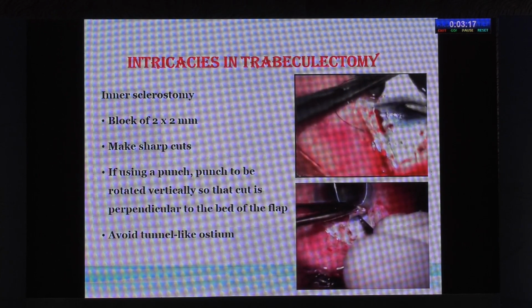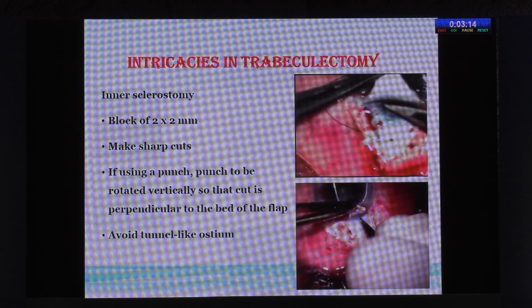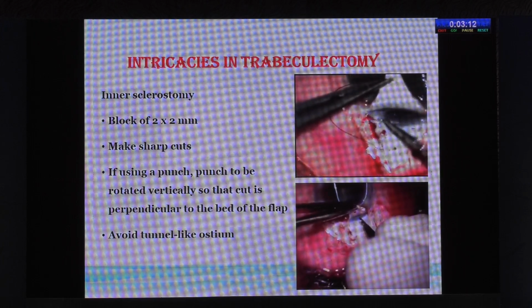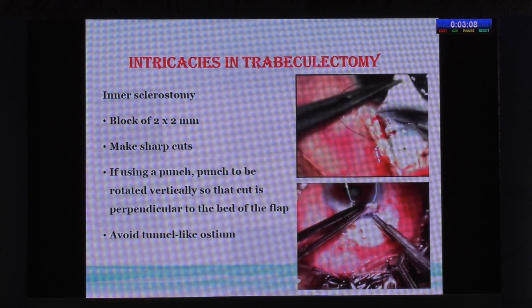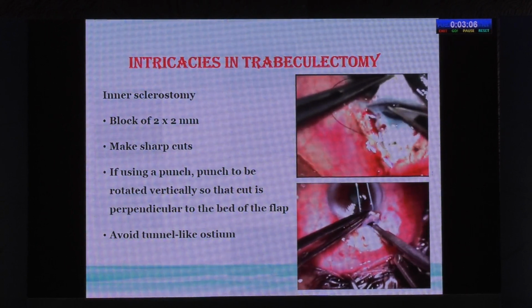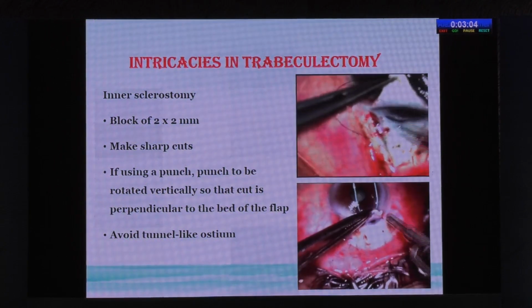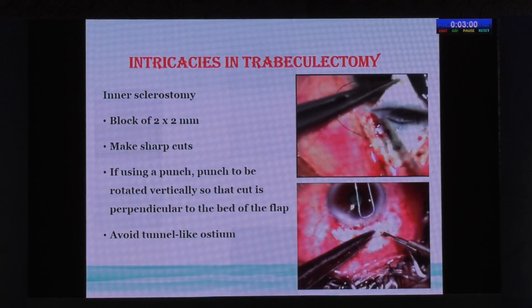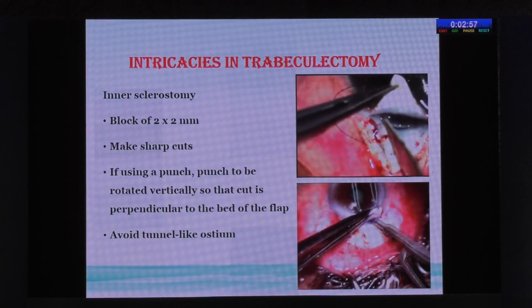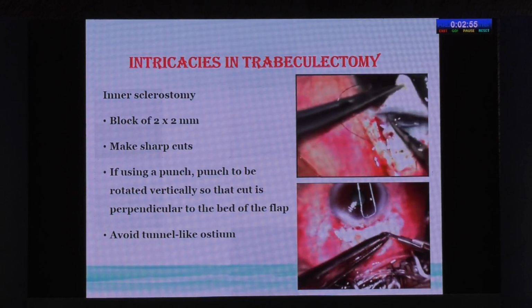For the inner sclerostomy, obviously you have to have a block which could be 2 by 2 millimeters or even smaller sometimes, depending on if you're taking a rectangular flap. But what is important is make sharp cuts. You do not want any shelving or any tunnel-type inner sclerostomy. You can either use a blade or a punch. When you're using a punch, take it vertically and then take perpendicular bites. You do not want any shelving, as I said.